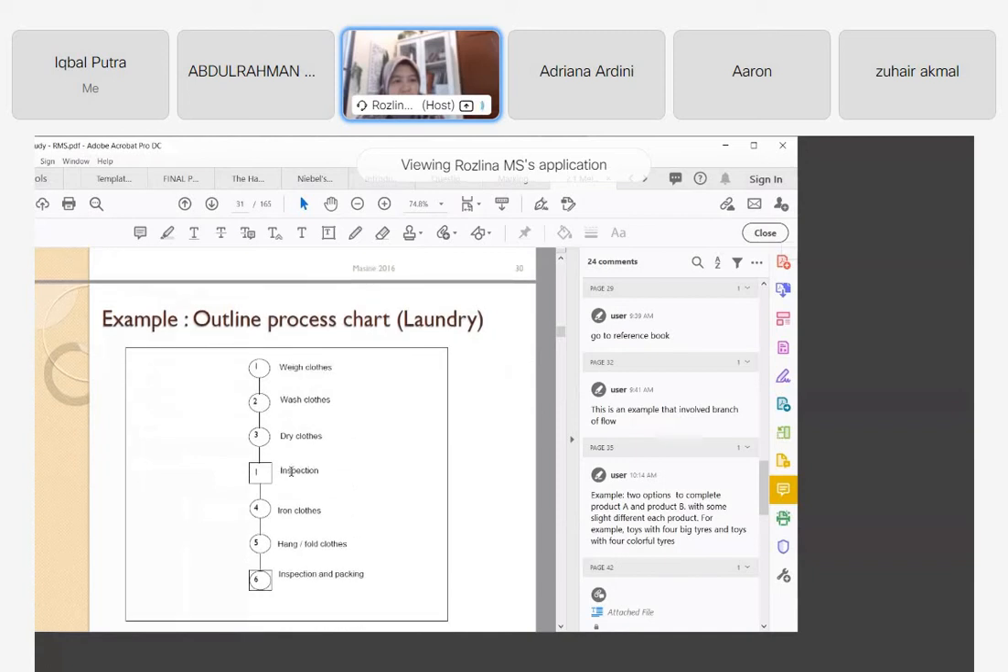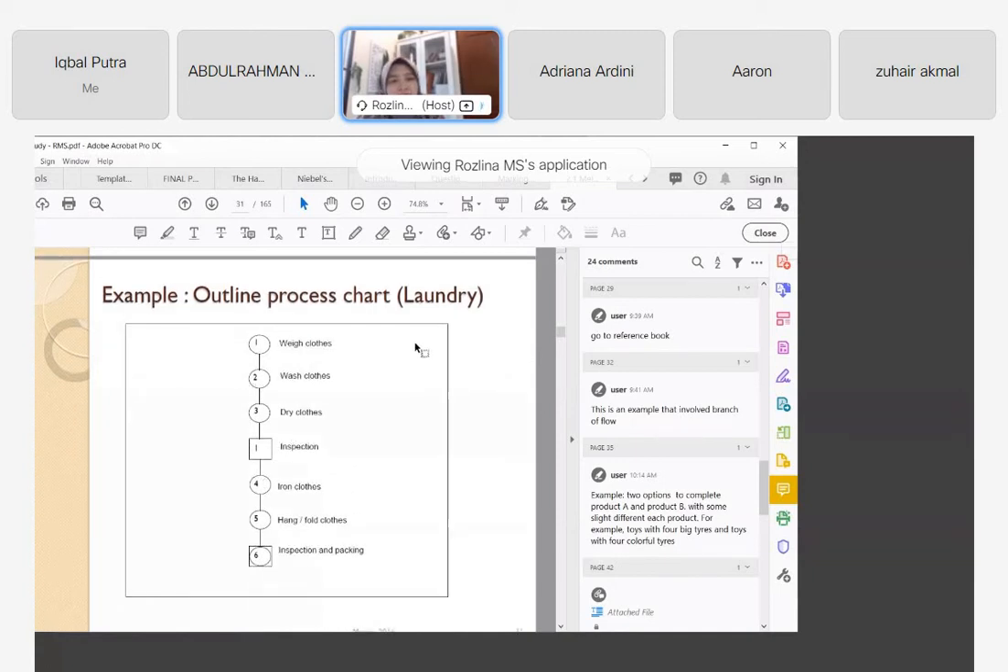This is the example of an outline process chart in the laundry. There is no storage, no transportation, no delay, only the verbs. You weigh clothes and then you wash the clothes. Then you dry the clothes. Then you do the inspection, then you iron the clothes, hang or fold the clothes, and then you do the inspection and packing. This one is very simple because there is only one line.